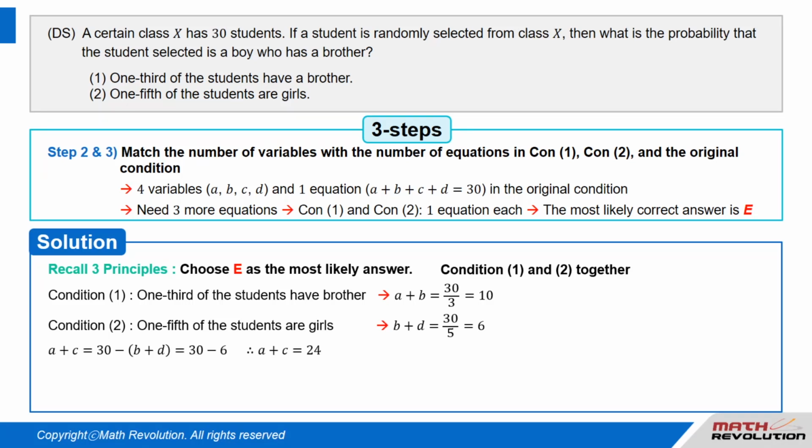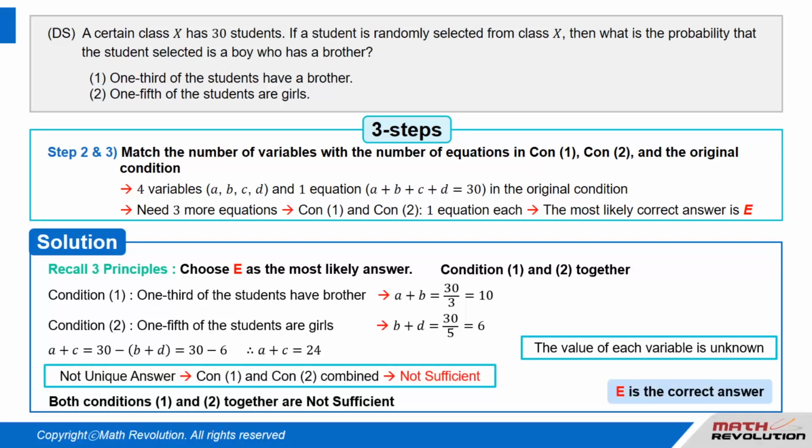So A plus C would equal the total number of students minus B and D, or A plus C equals 30 minus (B plus D), or 30 minus 6, which equals 24. However, we do not know the unique answers for each variable. So conditions 1 and 2 combined are not sufficient. The answer is E because there are 4 variables in 1 equation. Both conditions 1 and 2 together are not sufficient, so E is the correct answer.